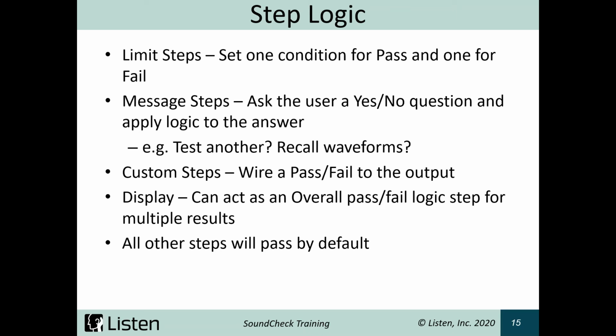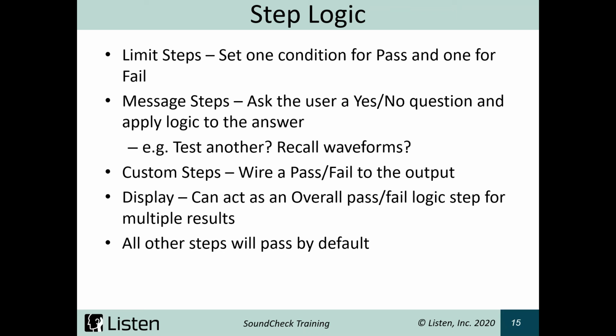As you're running sequences, you'll get visual feedback of this in the step editor as well. If the step is highlighted in green, it passes. If it's highlighted in red, it means it fails. Message steps will ask the user a yes or no question. If you say yes, it passes. If you say no, it fails.